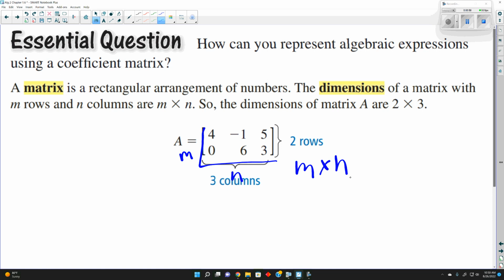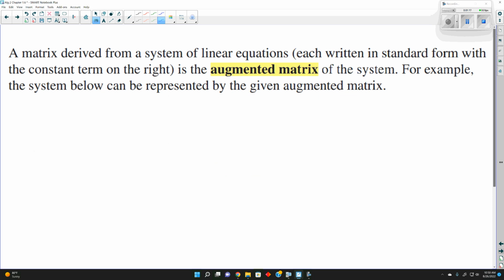I'll get it back here in a bit. Any questions on this here? So m by n. M by n. So we're talking about the dimension, the size of this matrix. Rows by columns. Now we can write what we call an augmented matrix for a system of linear equations. And again, its dimensions are going to be rows by columns. And for each constant, or our variables, we write the number in front of it to represent that one.